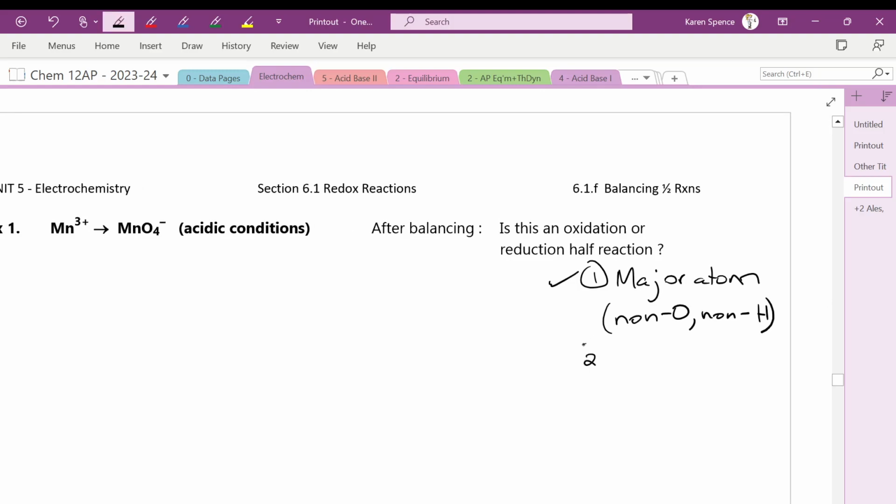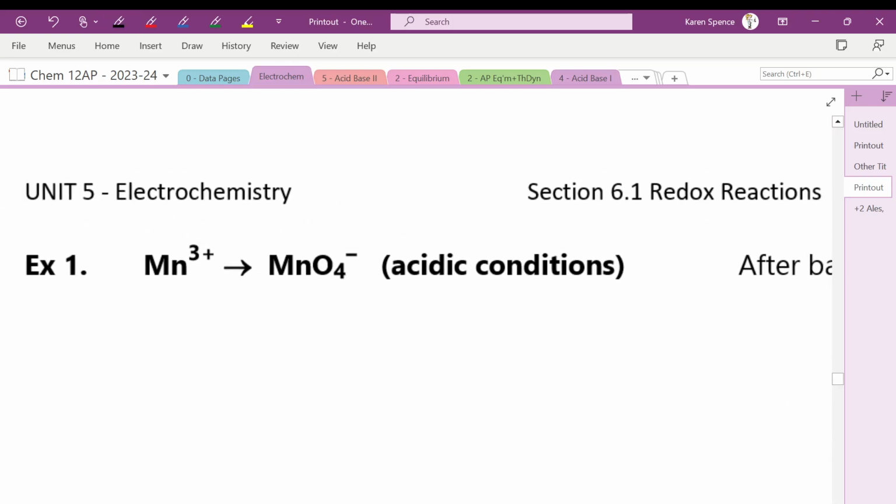What is step number 2? Balance O by adding what? Water, H2O. Oh, why did I put a check mark there? We haven't done it yet. All right, so on my right-hand side, how many oxygens do I have? 4. On my left-hand side, I have 0. So what I'm going to do is I'm going to say I need 4 waters here, plus Mn3+, goes to MnO4-.